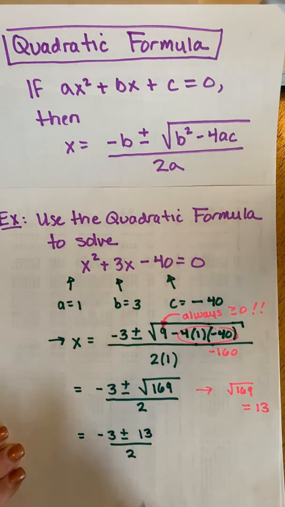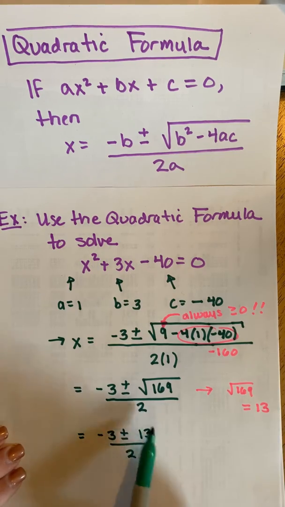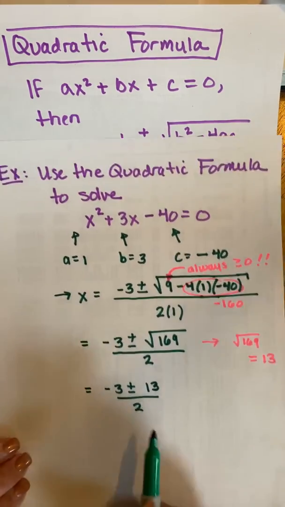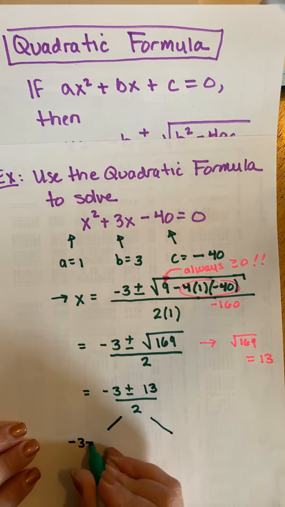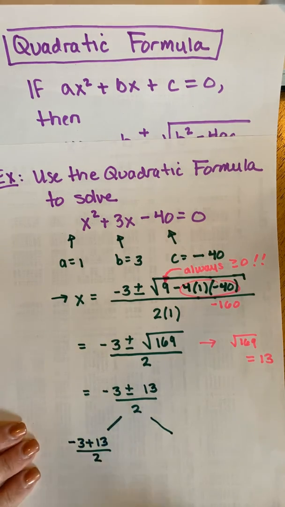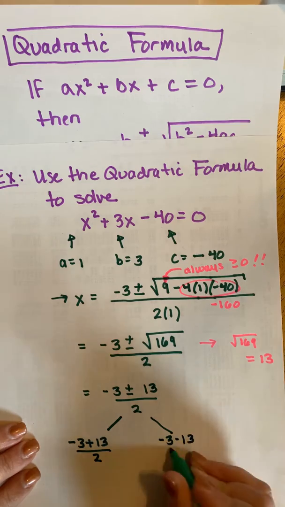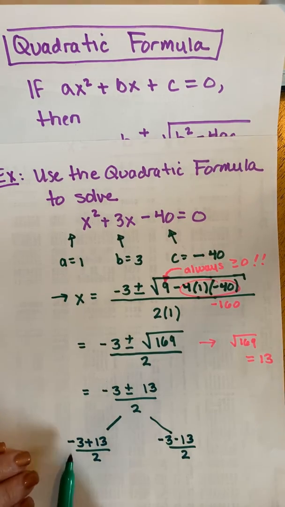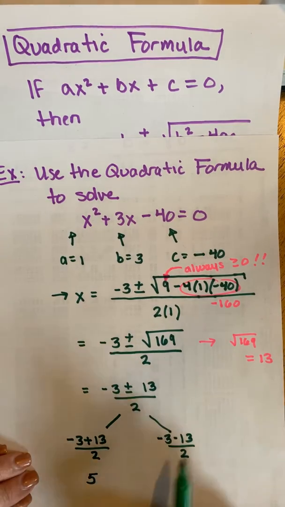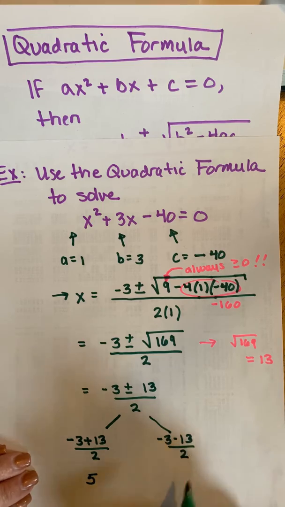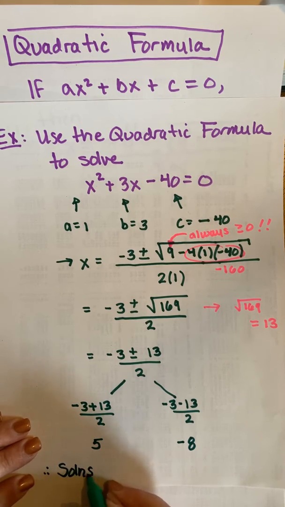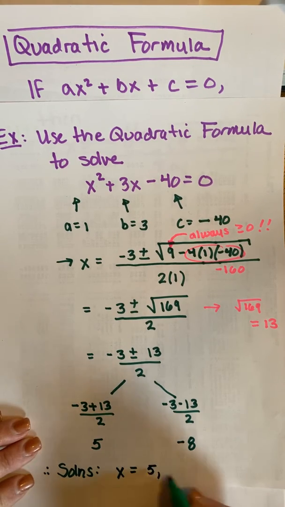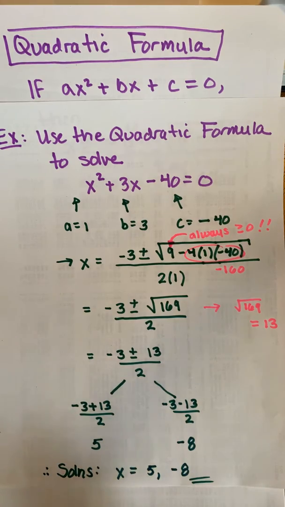Right now, we're not done. If you eliminate the radicals, you have no radical or no i here, we'll do an i problem next, then we have to simplify further. So this is saying negative 3 plus 13 all over 2 is one answer, and negative 3 minus 13 all over 2 is the other answer. So negative 3 plus 13 is 10. 10 divided by 2 is 5. Negative 3 minus 13 is negative 16, over 2 is negative 8. So therefore, my solutions are x is equal to 5 and negative 8 using the quadratic formula.